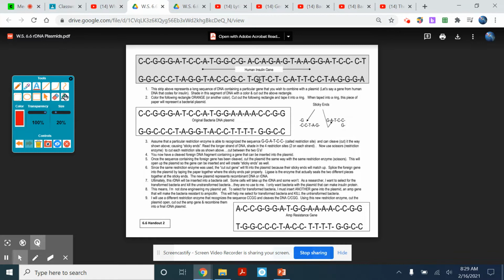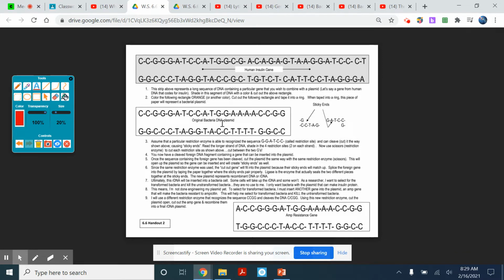So I want you to find this one right here. I colored it green. It just says original bacteria DNA plasmid. We need to turn it into a plasmid. Remember, bacteria DNA is circular. So here's one place where we're going to need that tape. Notice that all I did is I took my bacteria DNA and I just looped it, and we're going to tape it so we can start off with circular bacteria DNA.